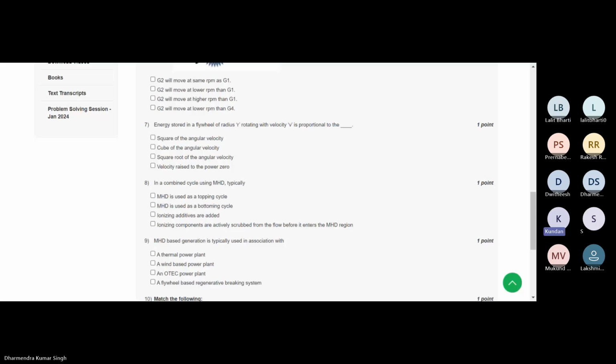I think the answer to this question will be A and C. Ionizing additives are added. Yes. Basically, we have multiple cycles in MSD. In those cycles, you have the coal firing, the generator, and the MSD itself. MSD is in the topping cycle, then we have an intermediate cycle, then a bottoming cycle. So option A will be correct. Then ionizing additives are used because we need to improve the ionizing gas concentration. But option 4, that the components are actively scrubbed from the flow before they enter the MSD region, may not be correct, but options A and C should be correct.